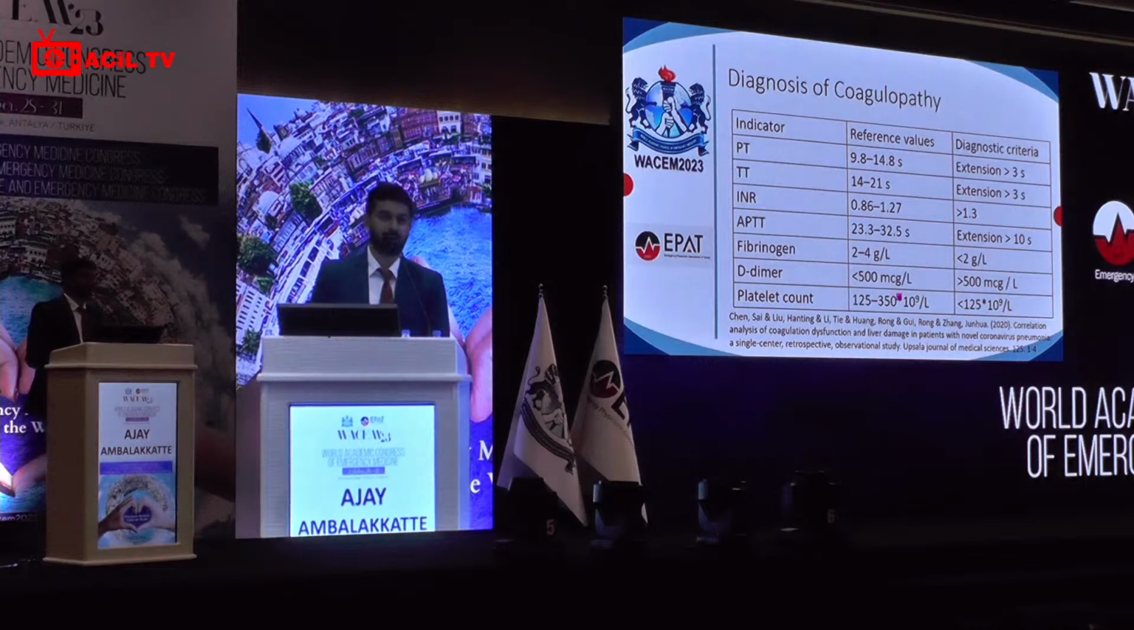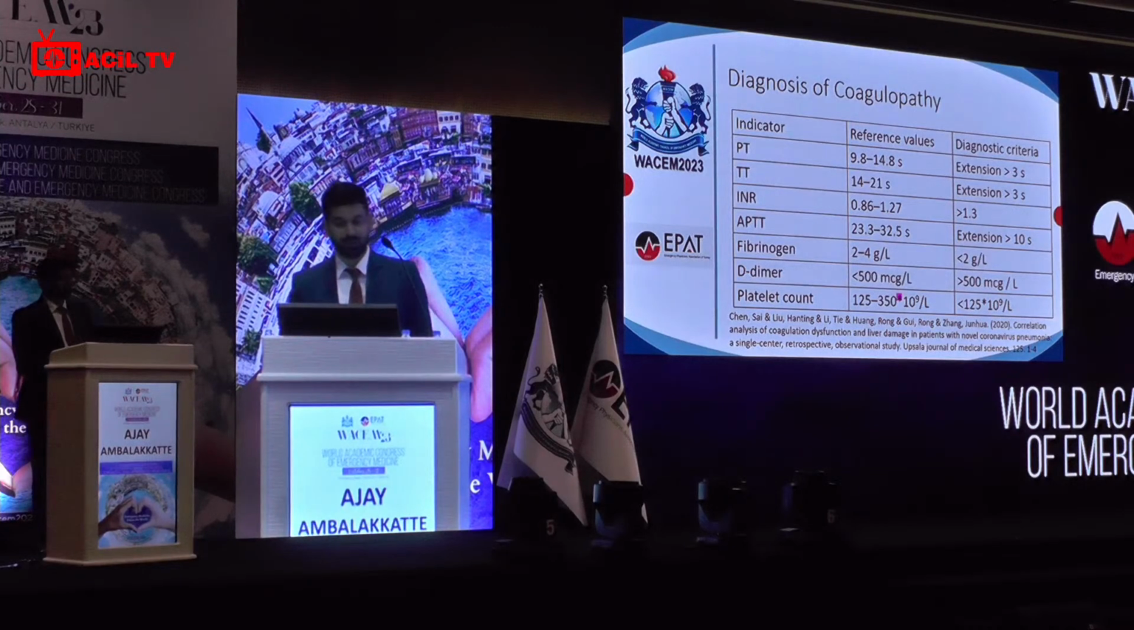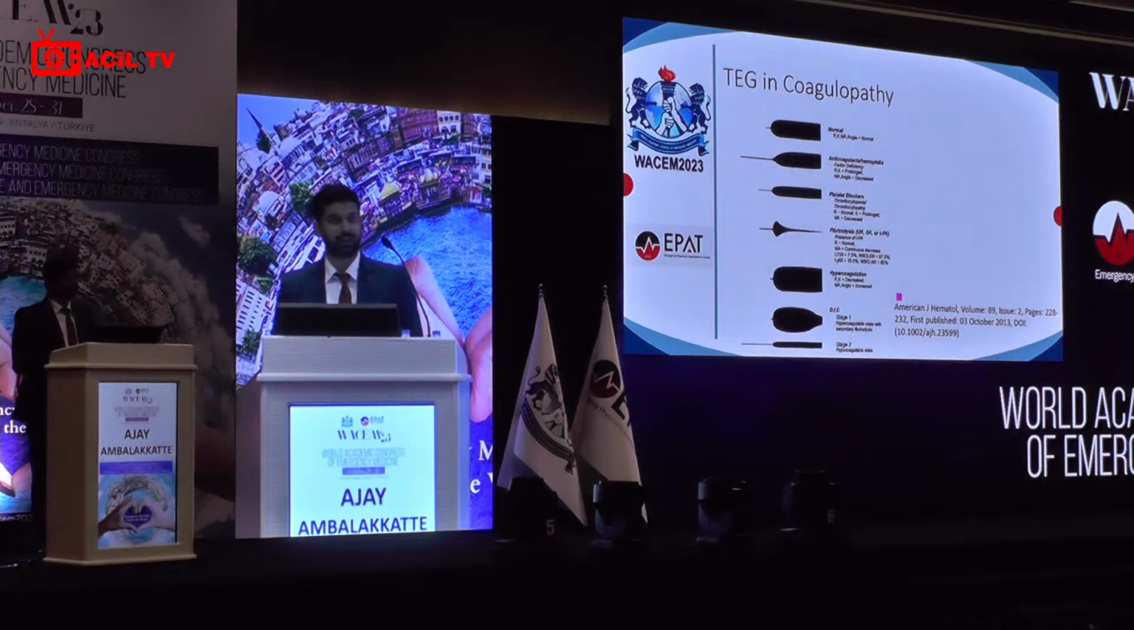So when do you diagnose coagulopathy? You diagnose coagulopathy when there is an extension of more than 3 seconds in the PT, more than 3 seconds in the thrombin time, or if the INR is more than 1.2 or 1.5 classically, but most of the studies now put it at 1.3. An APTT extension of more than 10 seconds, a fibrinogen value of less than 2 grams per liter, D-dimer of more than 5 micrograms per liter, and a platelet count of less than 125,000 to 150,000 per cubic millimeter. Again, there are different waveforms which you can associate with a clot, which say that the patient is having coagulopathy.